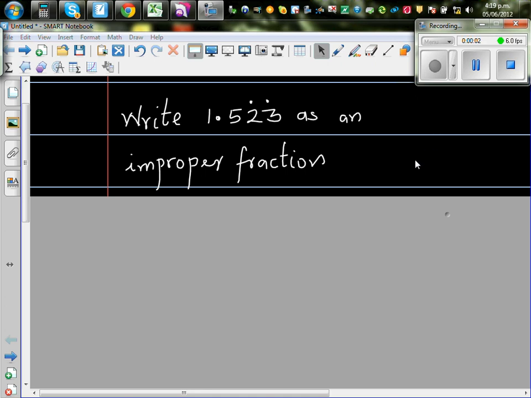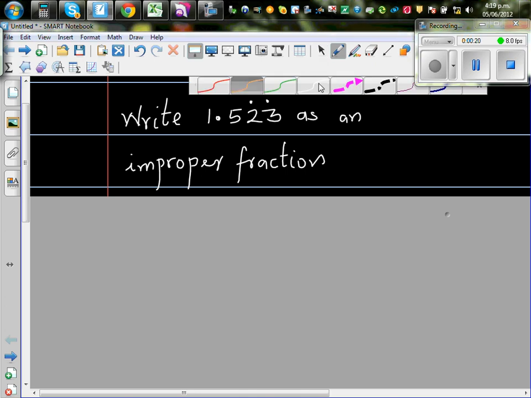Let's look at this question. Write 1.523 recurring as an improper fraction. Now we can do this in different ways, but I'm going to use algebra to do this. So what does this mean? We want to write this, which is a recurring number, 2, 3 is recurring, as an improper fraction.